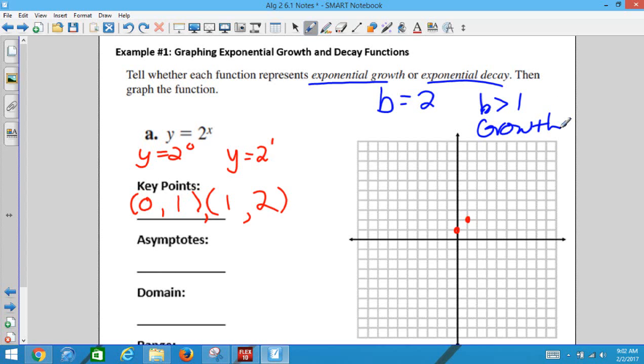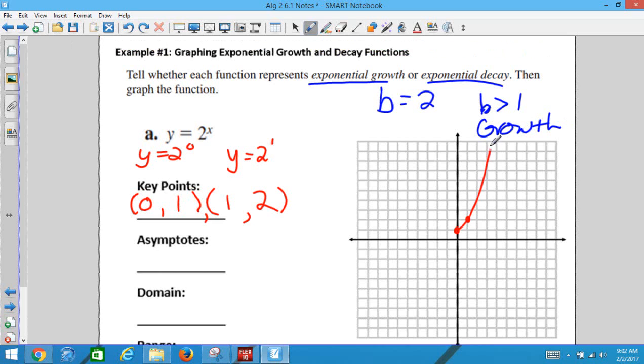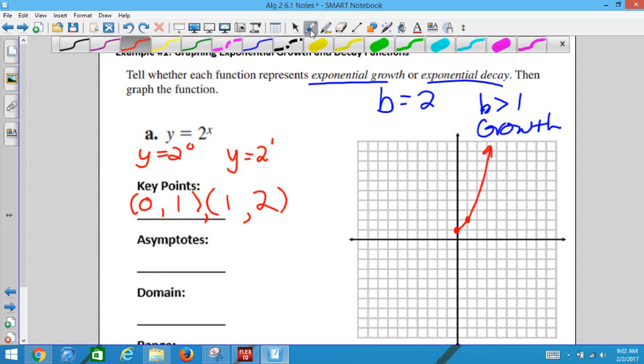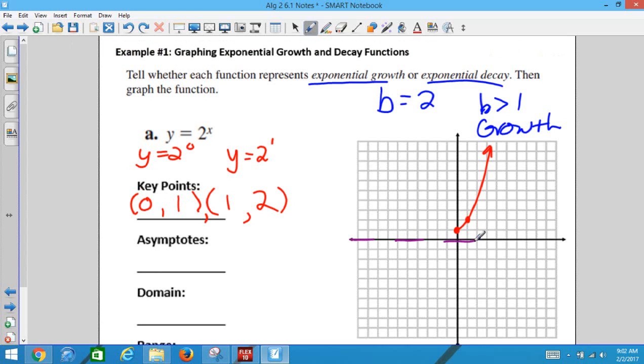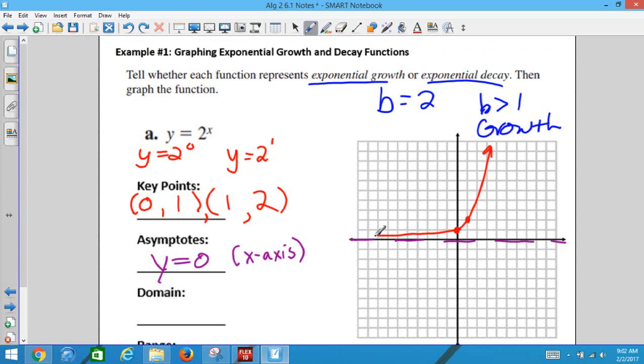So I can connect my dots now. I also know there's an asymptote where? At y equals 0, which is the x-axis. So as I'm connecting my points, I'm going to make sure that I do not pass that asymptote. You cannot pass the asymptote.